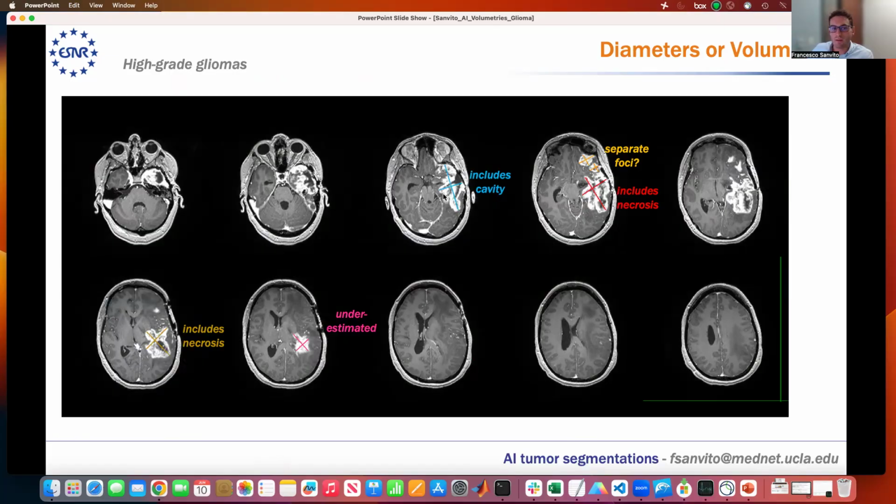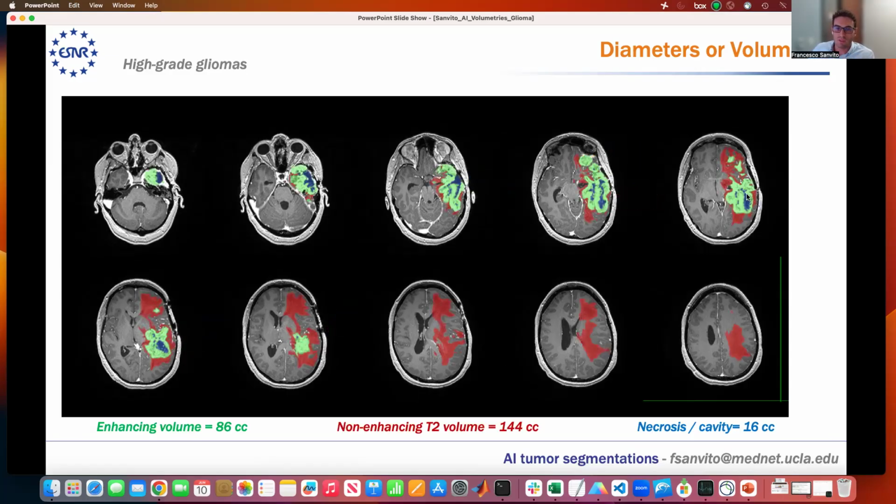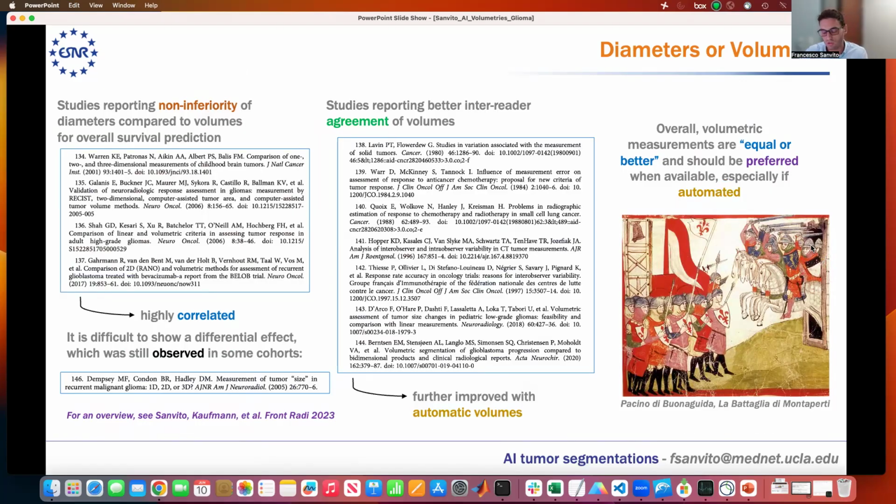If we were to draw diameters in these cases, it's not clear where we should draw them. These blue diameters comprise part of the surgical cavity, so not ideal. The red and yellow ones make it look like a multifocal tumor, but it's not, so they're not really right either. Other diameters wouldn't comprise the necrosis, or they would simply underestimate the total size of the tumor. So it's definitely easier to have an automated segmentation that tells you enhancing volume is 86 cc and so on, and it's reproducible and consistent. Definitely a good scenario to use volumes, in my opinion.